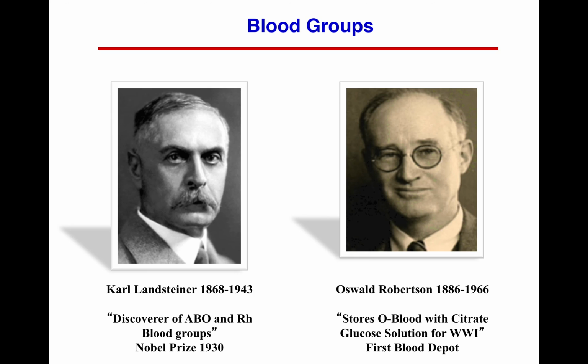The other piece was Oswald Robertson, who in World War I figured out how to store blood using citrate glucose solutions, and the first use of refrigeration. And so this was really important, and one of the inspirations for this was the fact that in World War One you had massive numbers of wounded soldiers who needed blood transfusions, and you needed to store that blood. And in his case, he stored O blood because that's blood that can be given to any recipient.